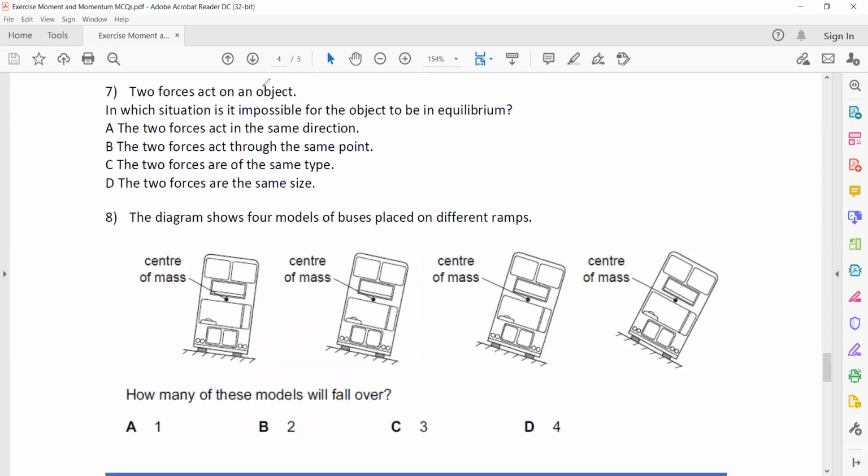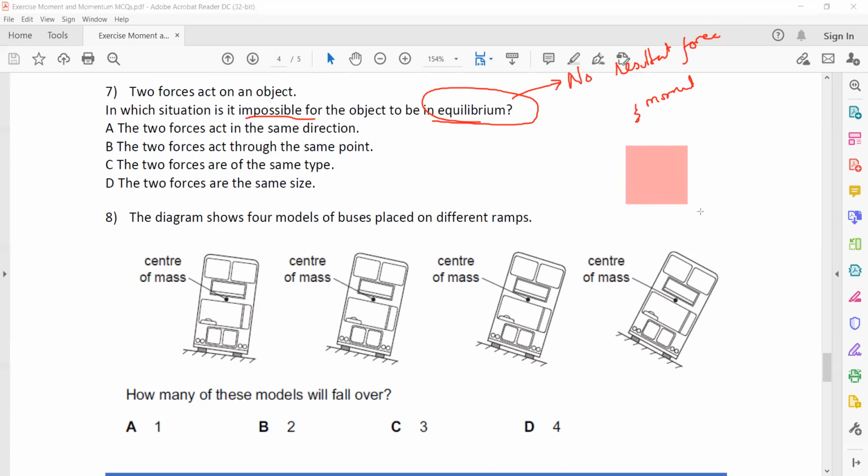Two forces act on the object. In which situation is it impossible for the object to be in equilibrium? Because when we need the object to be in equilibrium, there should be no resultant force and no resultant moment. So if two forces act in the same direction, like I have the object and both the forces are acting in the same direction, can the result of this be zero? It can never be zero. Like two forces acting in the same direction, the result can never be zero.